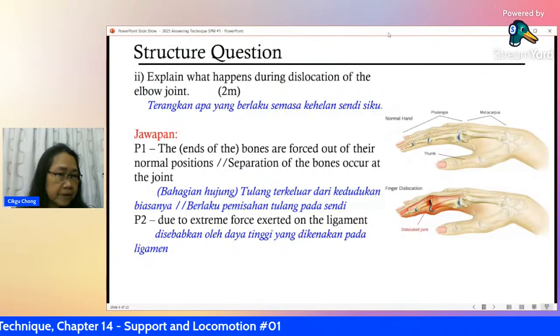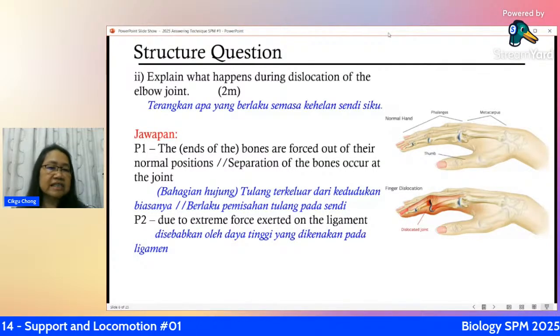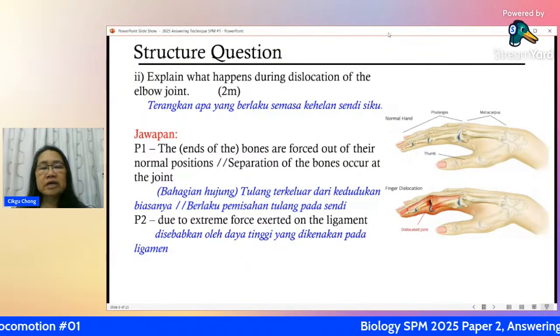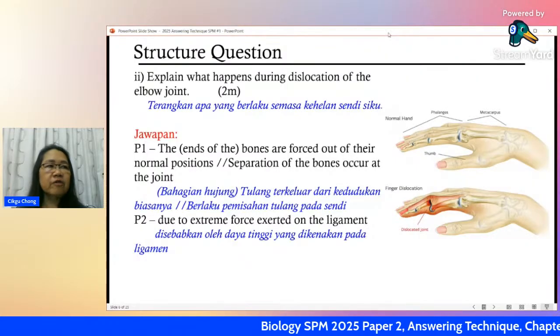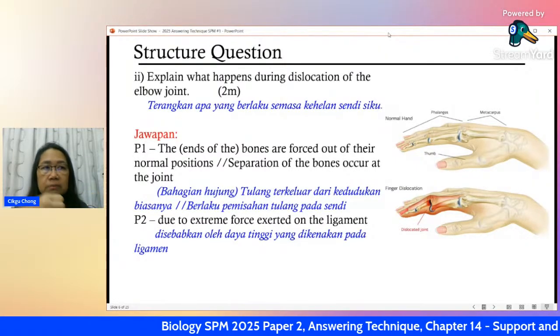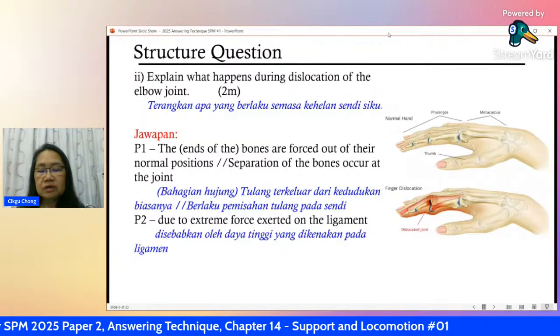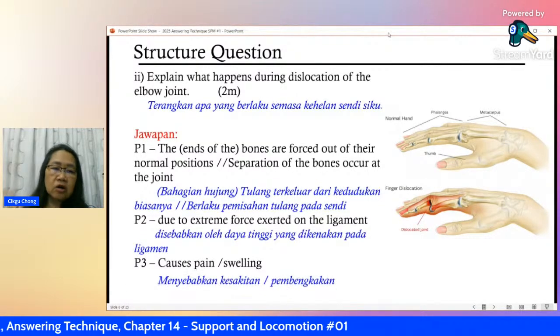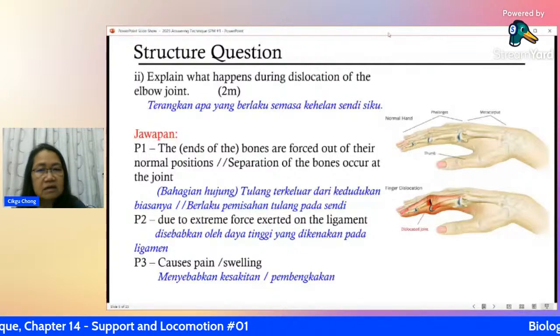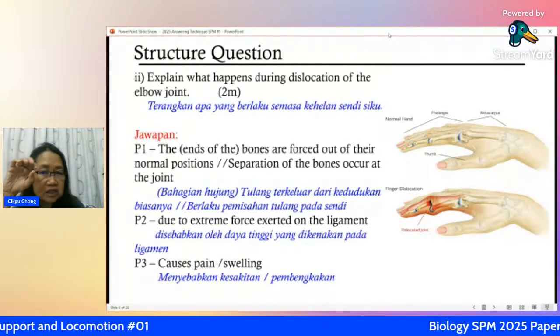Now, how did it happen? Due to extreme force exerted on the ligament. Too much force, and that force is pulling the bone away from the normal bending of the joint. Next, it causes pain and causes swelling, which is normal. You can see the red part here is already swollen.